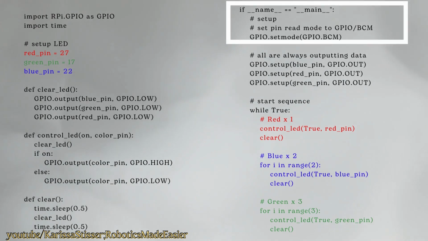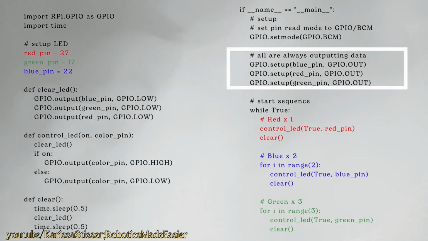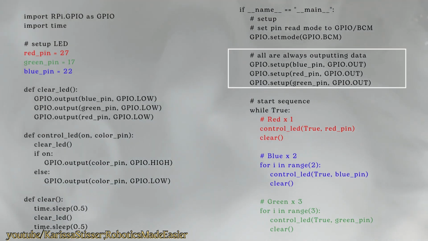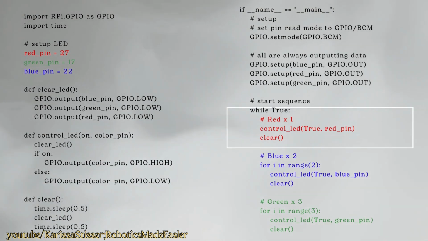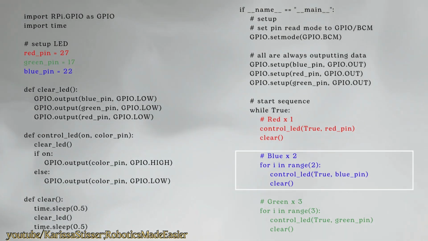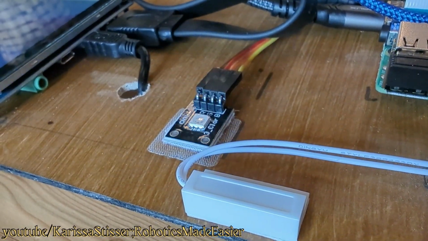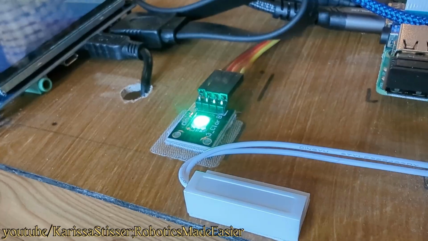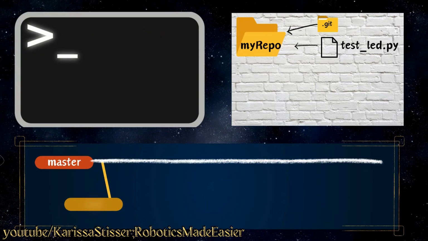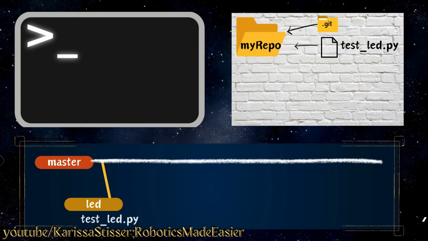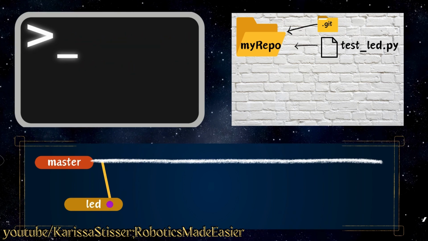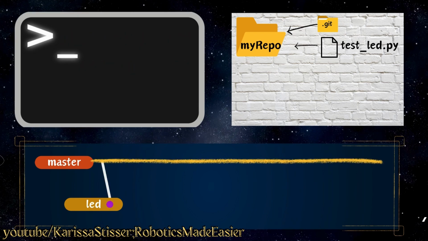Then in the main loop, we set the GPIO reading mode to BCM. Then we set each of the LED GPIO modes to out. Then in the while true, we continuously turn on red once, blue twice, and green 3 times. Okay, great, it works. So let's create an LED branch, then add our file to be staged in our working directory, then commit it. We'll go ahead and check out master and then merge the LED branch into master.